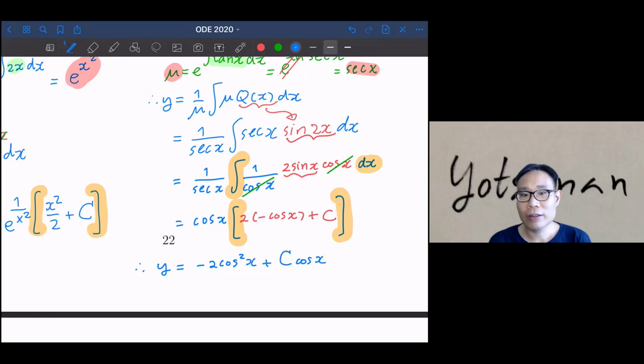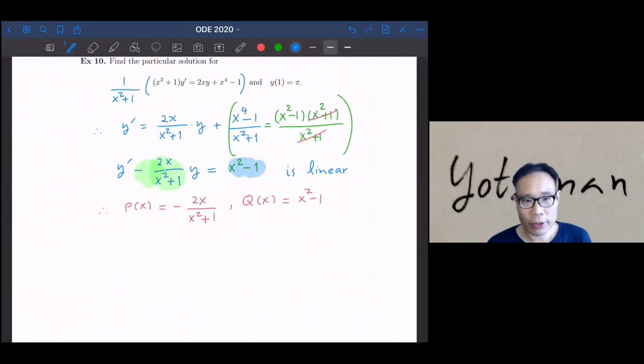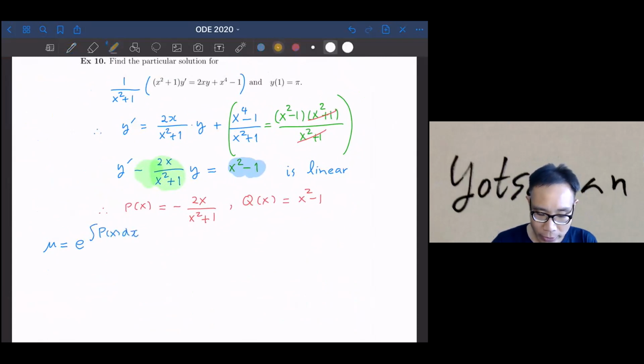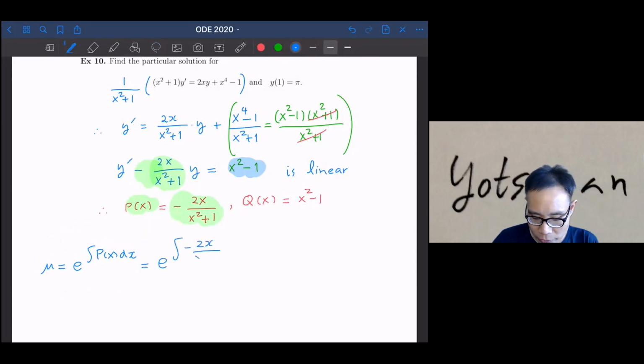Okay, so that is the linear equation. Let's do the final one. For the final one, you already have p(x) and q(x). And for this one, you're going to find mu, which is e to the integral of p(x) dx. So you find the integral of the green one. For this case, it's going to be e to the integral of negative 2x over x squared plus 1 dx.